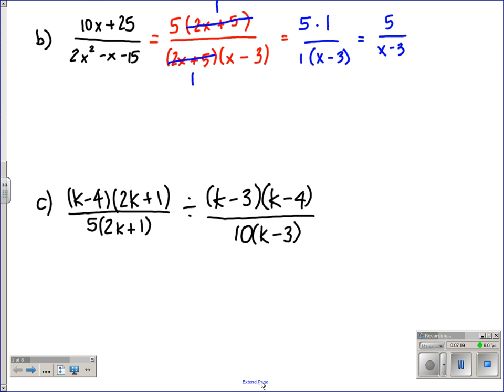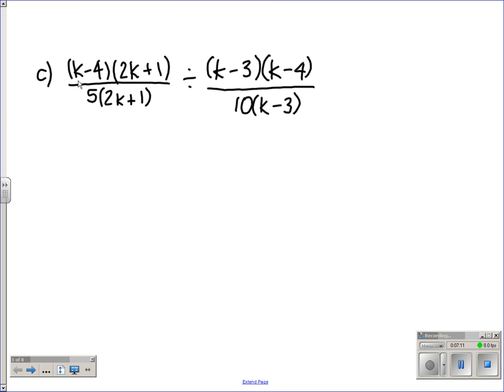Last one, part C. We have the quantity of x minus 4 times the quantity of 2x plus 1, all divided by 5 times the quantity of 2x plus 1. And then we're going to be dividing that by this fraction: k minus 3 times the quantity of k minus 4, all divided by, I'm sorry, 10 times the quantity of k minus 3.